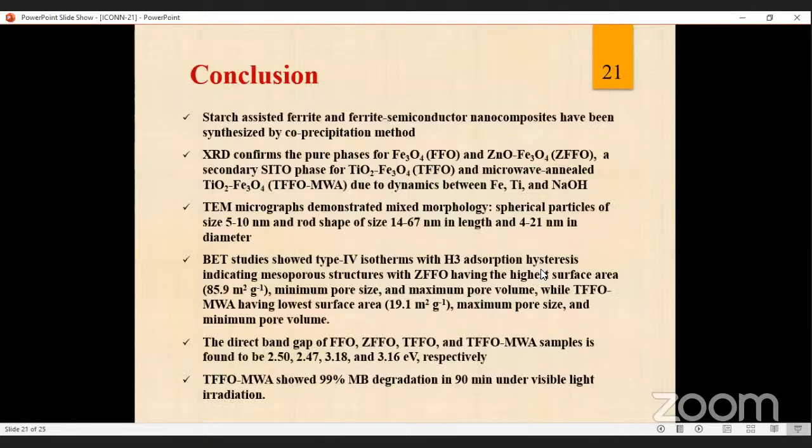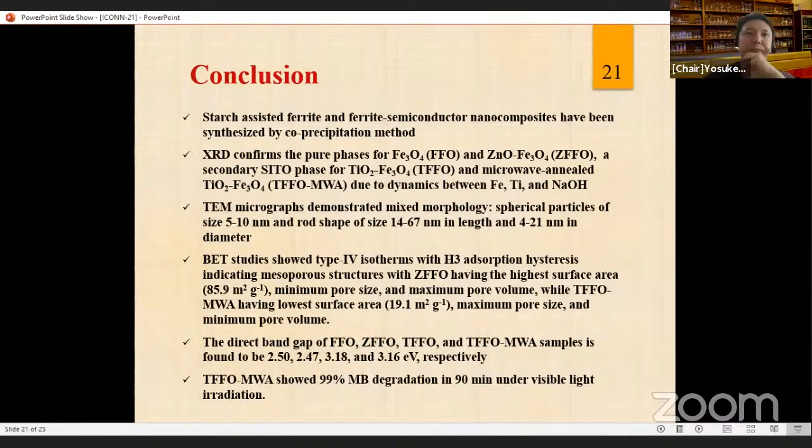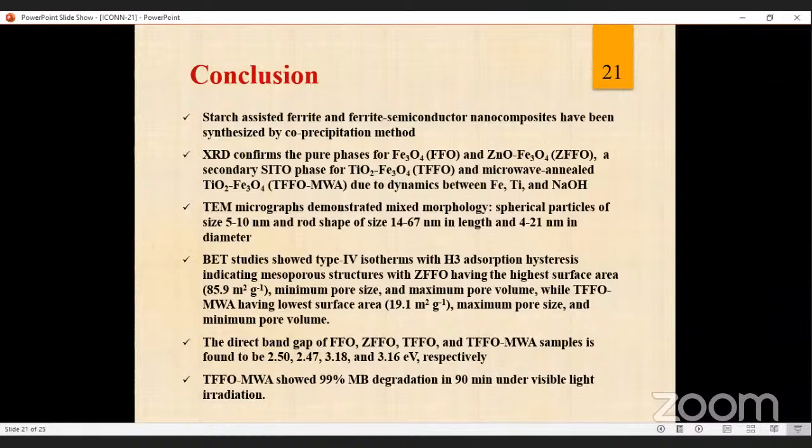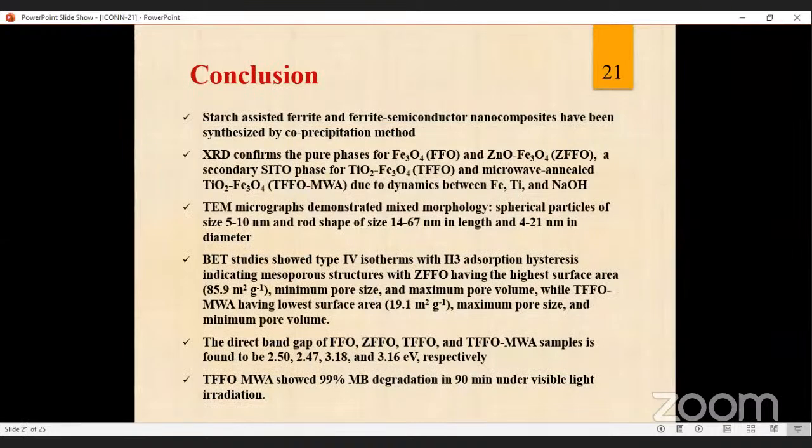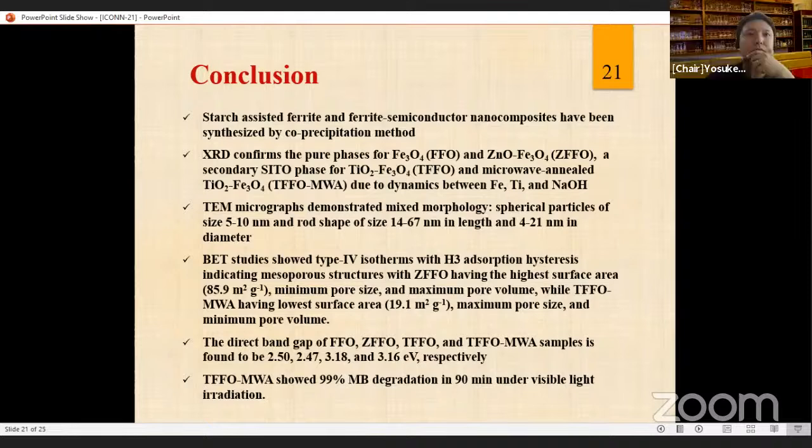Coming to the conclusion, we have got the phases of FFO and sodium iron titanium oxide. We have also discussed the TEM micrographs, and BET shows the structural properties. We have got maximum pore diameter for TFFO microwave annealed, and greater degradation, 99% methylene blue degradation in 90 minutes, for TFFO microwave annealed samples. Thank you.